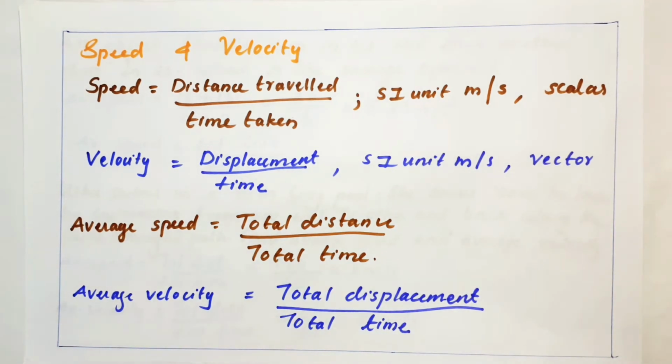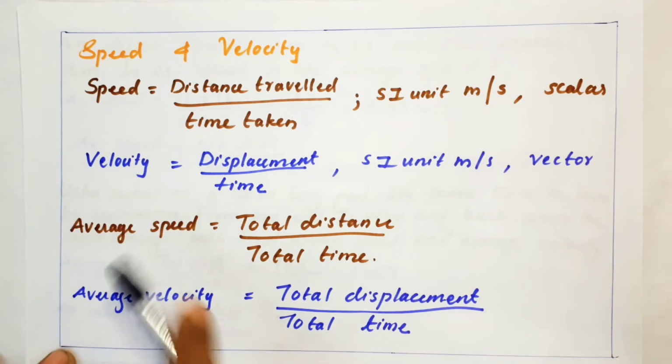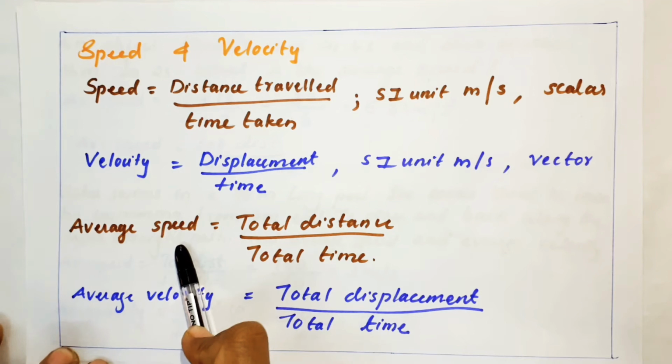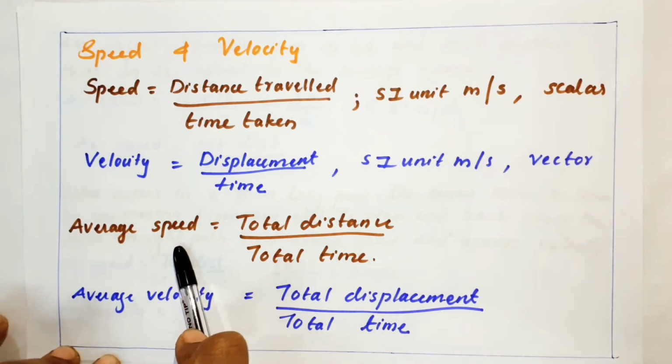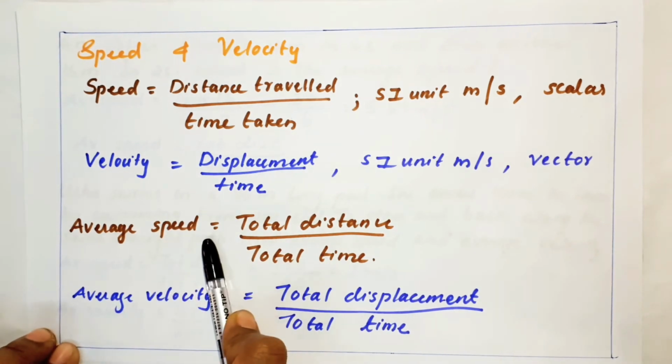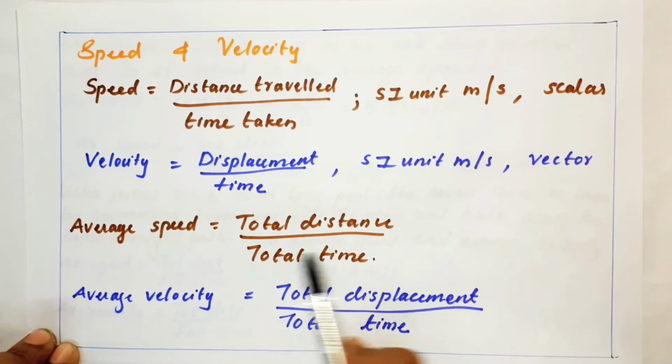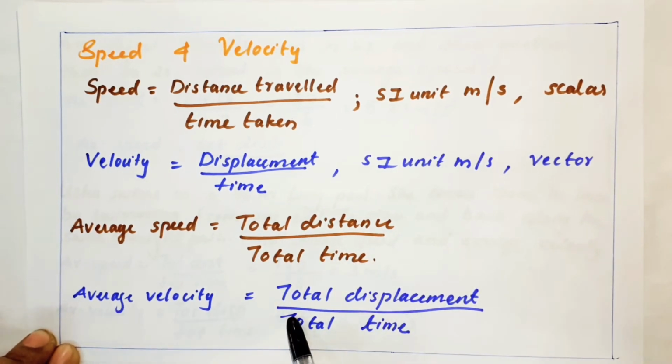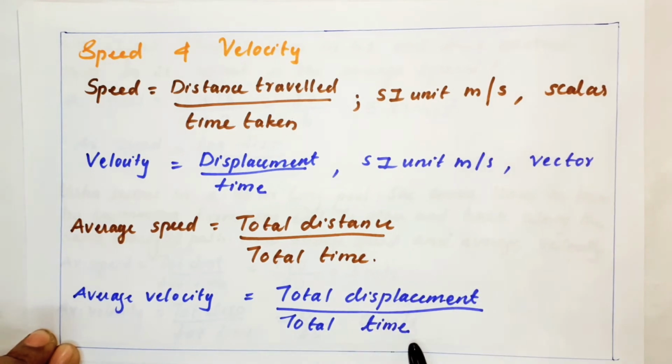Then, if the body moves with different speeds, or different distances in different times, we can't tell it is moving with a constant speed or with a particular velocity. So in those cases, we calculate the average speed. Same like we used to calculate the average marks for understanding the performance of a student. Same like how the motion goes. If the body is moving with different speeds, we calculate average speed. That is nothing but total distance divided by the total time taken. Whereas average velocity is total displacement by total time.